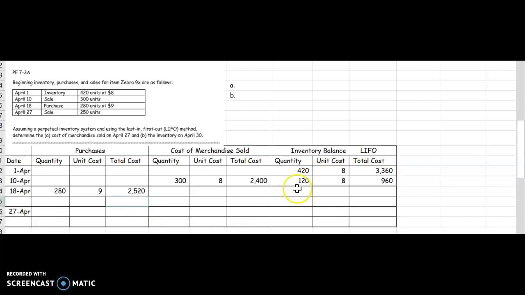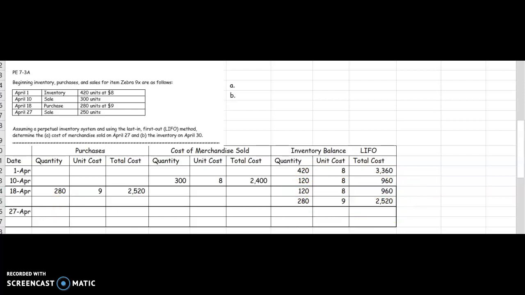So we put the oldest ones up first. We still have 120 units at $8, which was 960. And then we need to put the ones we just purchased, which was 280 units at $9 for $2,520. Our total ending inventory at April 18th are these two lines together.